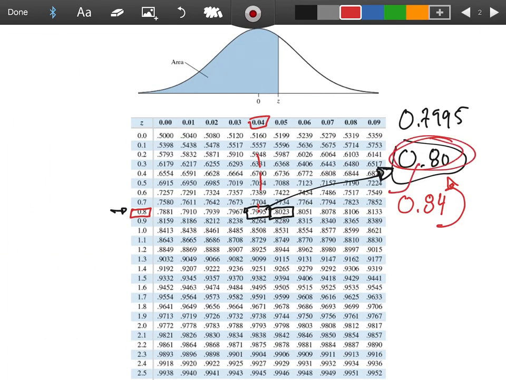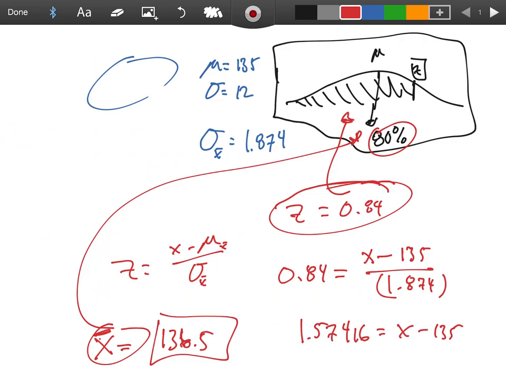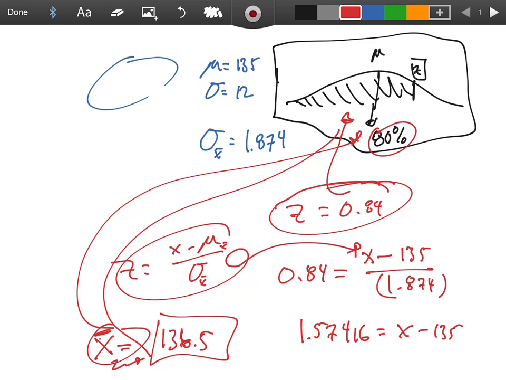Okay, so again, the 80th percentile correlates to 0.8 in my proportion chart. I use that, track it back to a z-score, and then take my z-score and back calculate it out to a sample average value from the sampling distribution of means. Okay, that's a lot of stuff going on in here.